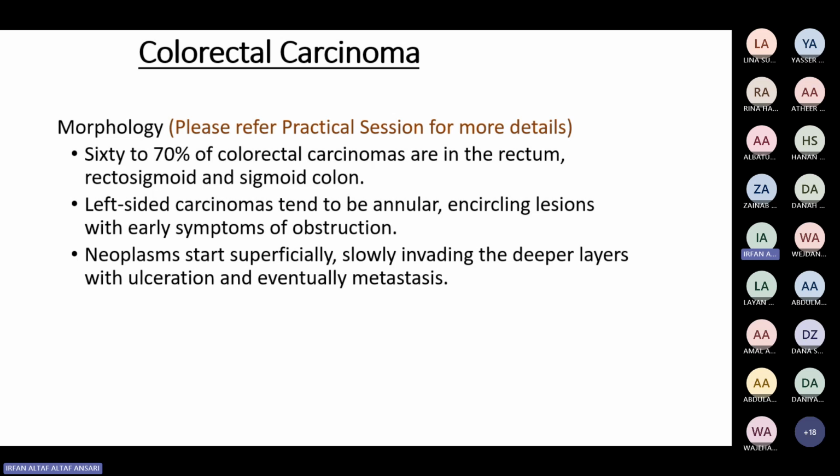Left-sided carcinoma tends to be annular because of the thick, solid consistency of the stool. So it encircles the lumen. The tumor encircles the entire loop of the rectum or sigmoid, and they always present with early symptoms of obstruction. Neoplasm starts superficially in the mucosa and slowly goes into the deeper layers, with ulceration, infiltration, and eventually metastasis.